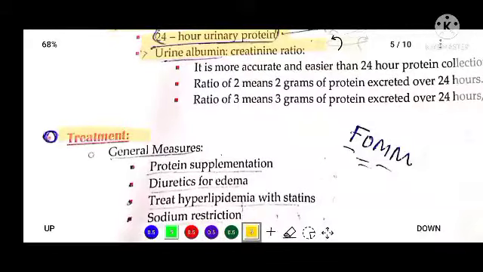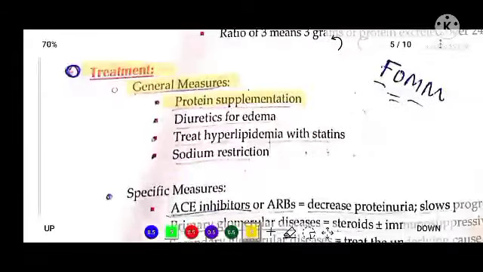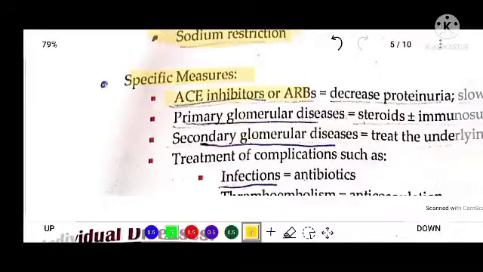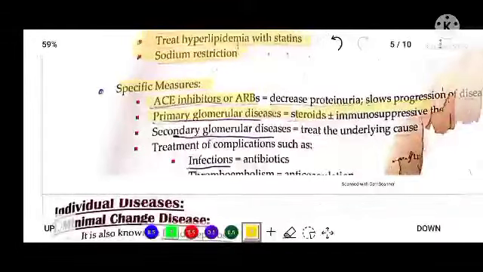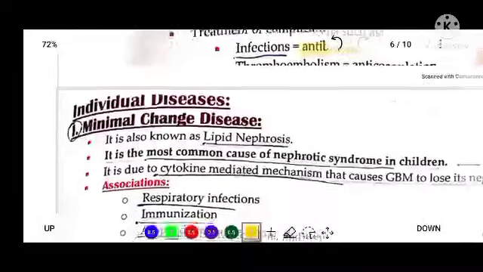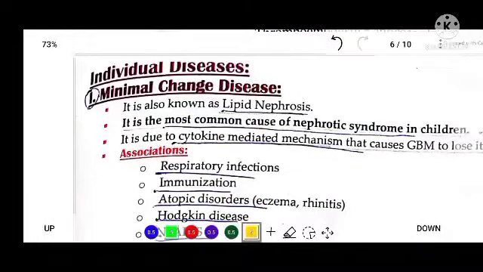Treatment for nephrotic syndrome is protein supplementation, diuretics for edema, treating hyperlipidemia with statins, and sodium restriction should be given. In this way, we can treat nephrotic syndrome. Specific measures like ACE inhibitors and ARBs should be given, and for primary glomerular diseases, steroids should be given. For secondary diseases, the underlying cause should be treated, and for infections, antibiotics should be given. So, in this way, we can treat nephrotic syndrome.